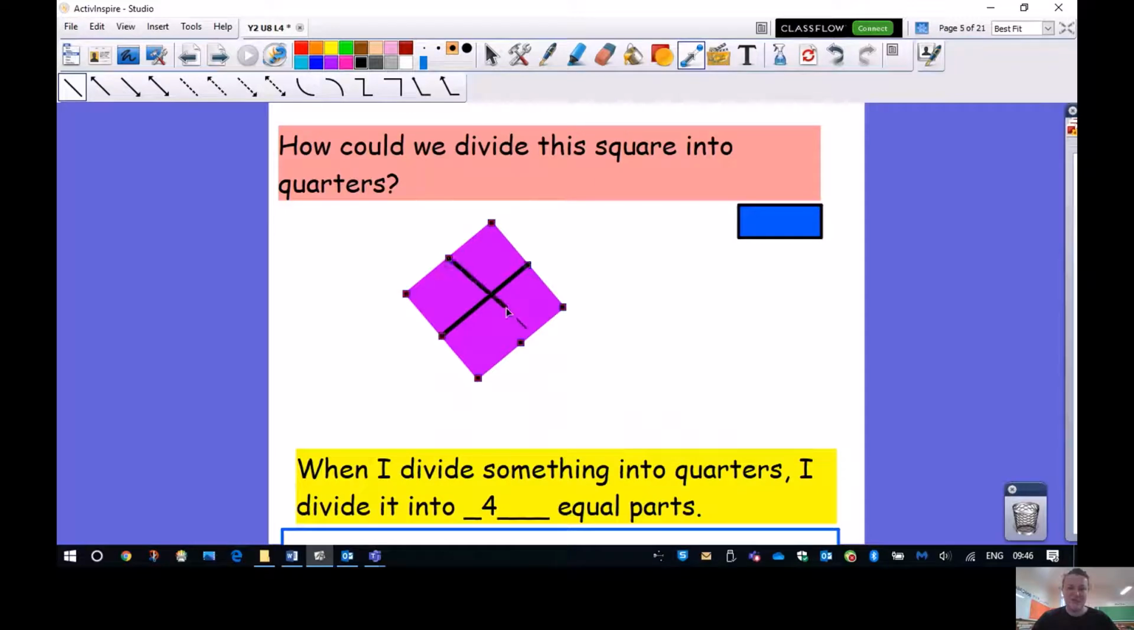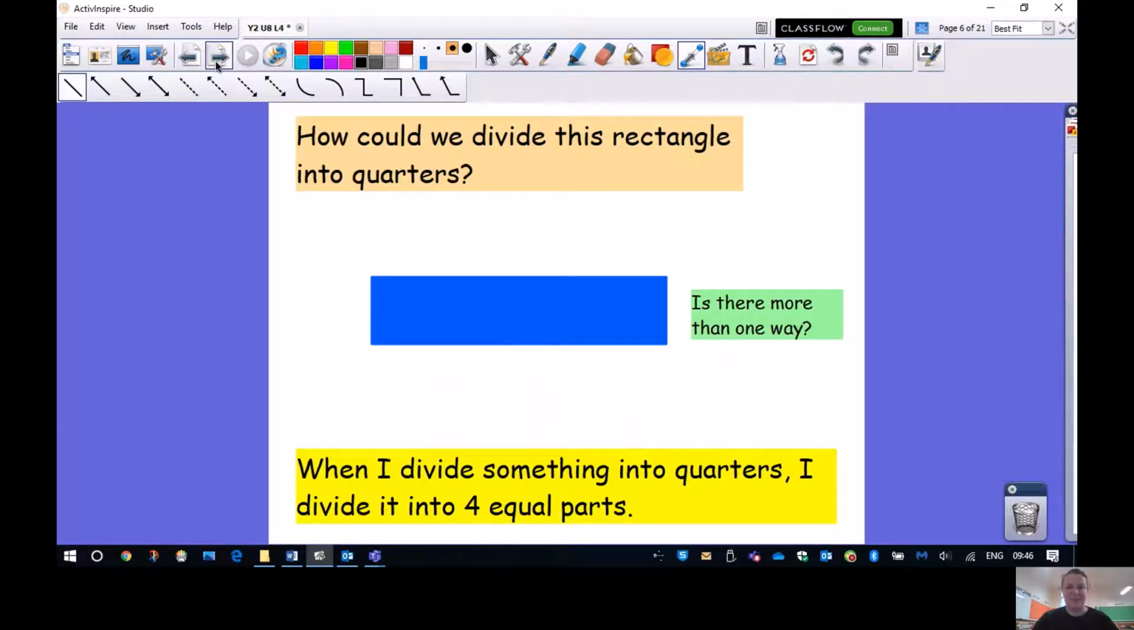How can we now divide our square into quarters? For quarters, I need 4 equal parts. 1, 2, 3, 4. 4 equal parts. Or, to find 4 equal parts, I could cut this direction. 1, 2, 3, 4. 4 equal parts. How can we divide this rectangle into quarters? I could cut it this way into half and then cut each half into half. Again, can you think of any more ways?